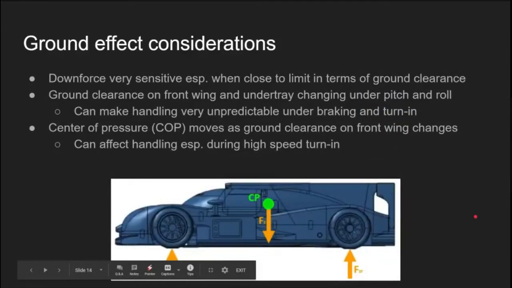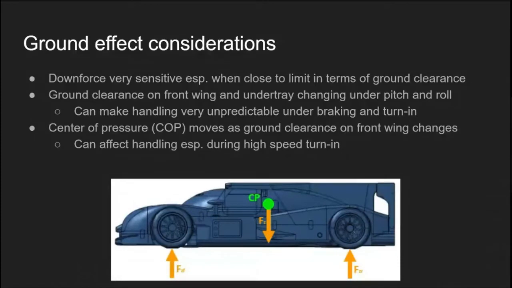So some considerations to have with ground effect: downforce is very sensitive, especially when you're close to the limits in terms of ground clearance. So if you have it really close to the ground and you're close to that choking point, and say your suspension compresses and you get too close to the ground, you lose all that downforce in an instant. Especially if you're going at really high speeds, that's like hundreds of pounds of downforce, right? And you can lose it all just like that, and that has pretty drastic effects. I'll show you a little video in a second.